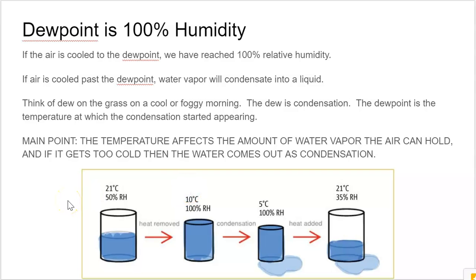And so the main point here is that the temperature affects the amount of water vapor the air can hold. If it gets warmer, it can hold more water vapor. But if it gets colder, then the water actually comes out of the air. The water vapor is removed and it becomes liquid condensation.